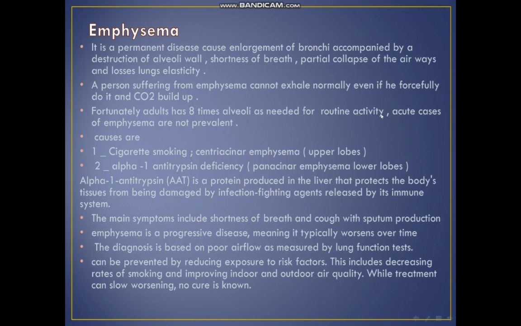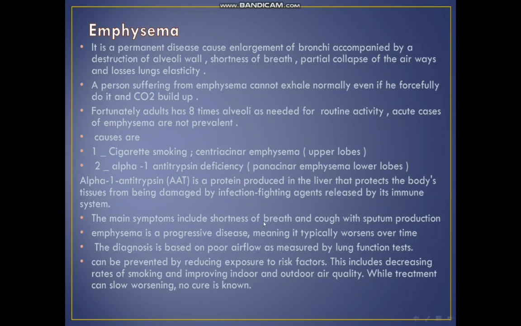Acute cases of emphysema aren't prevalent. Emphysema is divided into 2 types, depending on the causes. Cigarette smoking causes centriacinar emphysema, affecting the upper lobes, and the second, caused by alpha-1 antitrypsin deficiency, is called panacinar emphysema, affecting the lower lobes. Alpha-1 antitrypsin is a protein produced in the liver that protects body tissue from being damaged by infection. It is released by the immune system.